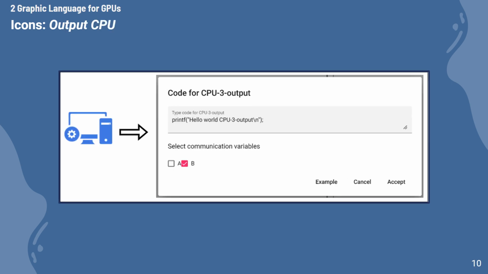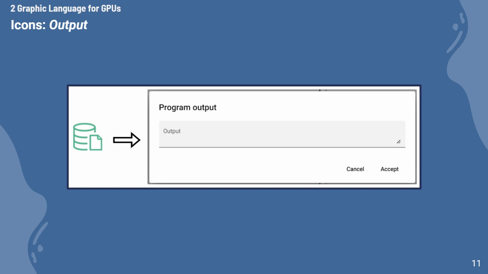The output CPU icon allows to specify the code that is executed after the kernel has finished its execution. Additionally, this icon is used to receive the variables selected by the programmer, which come from the GPU device. The output icon stores the response from the API REST when executing the program built on the remote CUDA environment. With the explanation of these icons complete, I will proceed with the description of the GLG language.